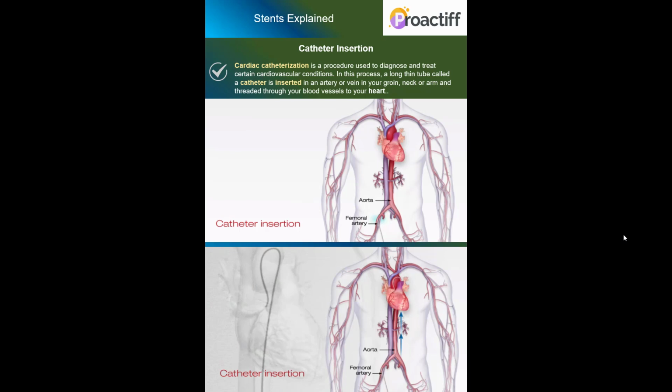In this process, a long thin tube called the catheter is inserted into the artery or the vein in the groin of the individual, neck or arm, and then threaded to the blood vessels of the heart.